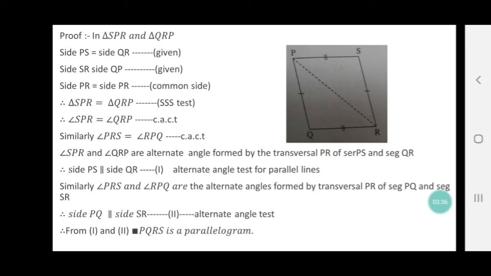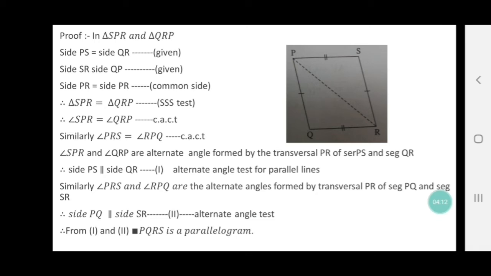Okay. So we have started with the given part. One of the common side is there. We have proved that two triangles are congruent by SSS test. Then we have come to the angles, corresponding angles of congruent triangles. But here the angles so formed are alternate angles. So the sides which are making the two angles as alternate, they will be parallel to one another by alternate angle test. So the opposite sides are parallel also with the congruency. That's why the given quadrilateral is a parallelogram. I hope it is clear.